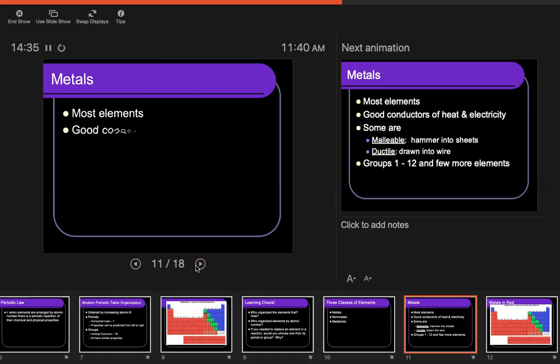Metals are good conductors of heat and electricity. Most metals, not every metal, but most metals are considered good conductors of heat and electricity. And if we think about some metals that we probably could recognize right off the bat, like copper or aluminum, those are metals that we know about. Iron's one. Those are all great conductors of heat and electricity.